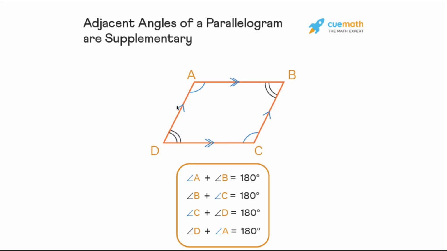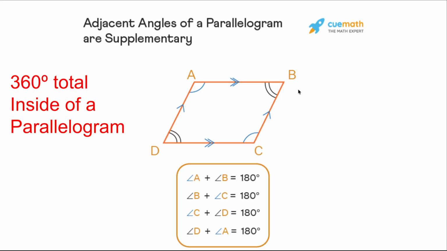But in total, there are 360 degrees inside of this parallelogram. We have A plus B plus C plus D equals 360 degrees. But notice these opposite lines are parallel, top and bottom and sides, but also the opposite angles are congruent. So this is a parallelogram. So lots of things that are happening in parallel.